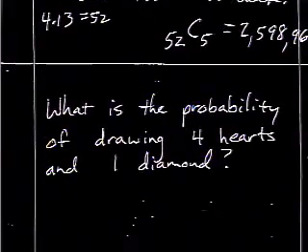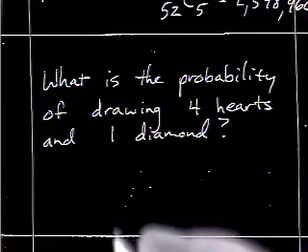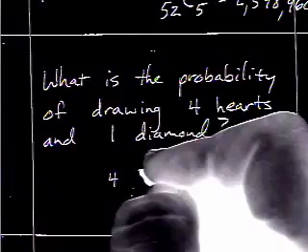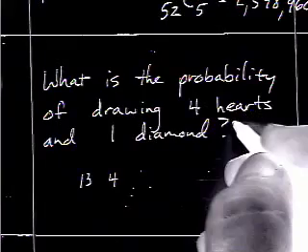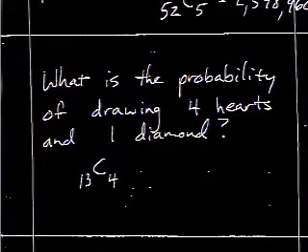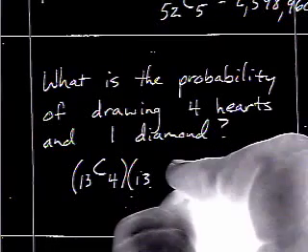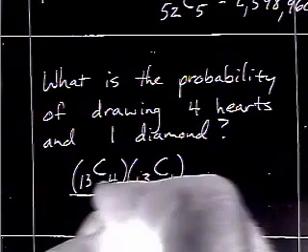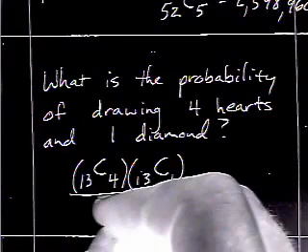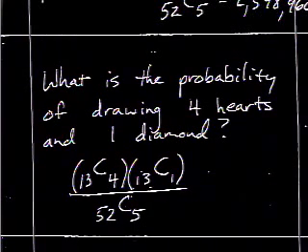What's the probability of drawing 4 hearts and 1 diamond? Well, okay, so we've got one group, there's 13 hearts, and we're choosing 4 of those. We also have 13 diamonds, and we're choosing 1 of those. And then, of course, we have the 52 choose 5 in the denominator.